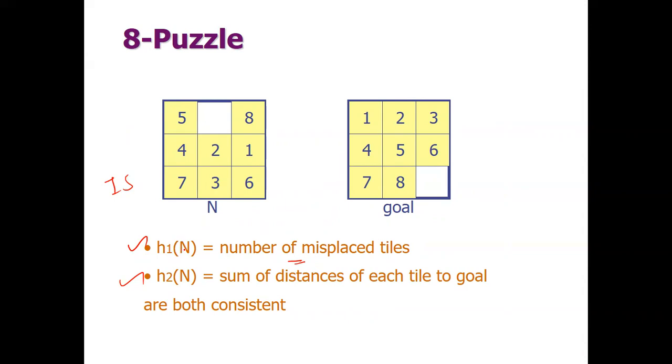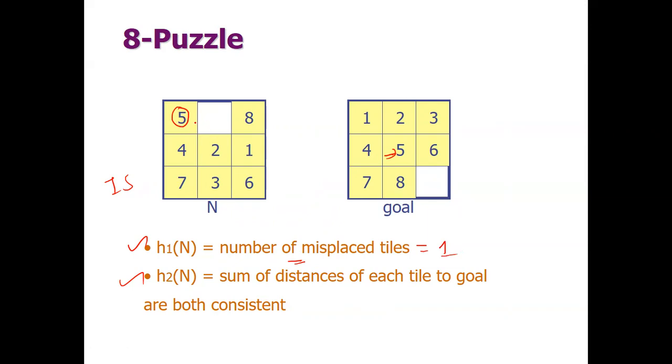So if you apply the first heuristic function, what value will we get? We have to compare each tile from the initial state with the goal state, whether it is misplaced or not. Is 5 misplaced? Yes, 5 is misplaced. 5 is supposed to be here, but in the initial state it is here. So it is misplaced. So the fifth tile is misplaced.